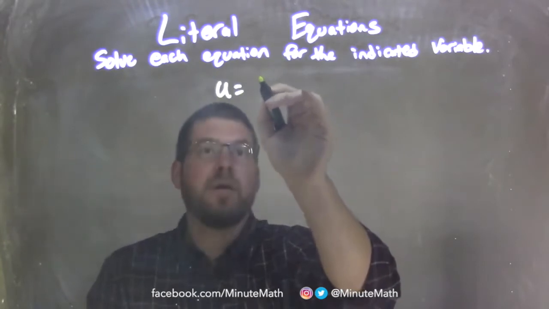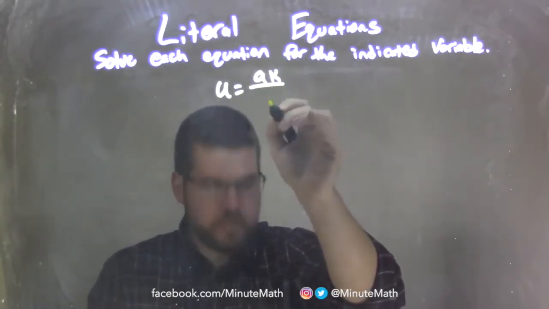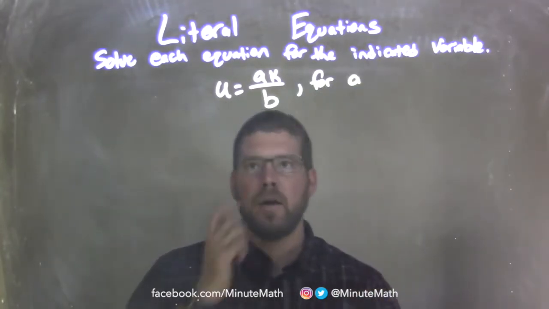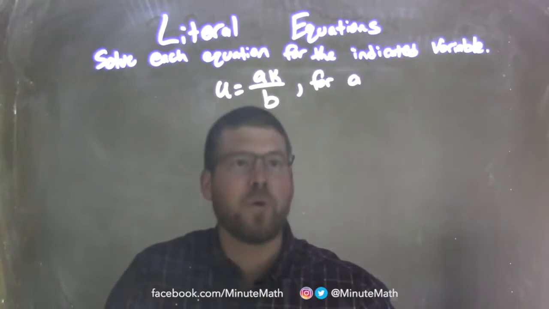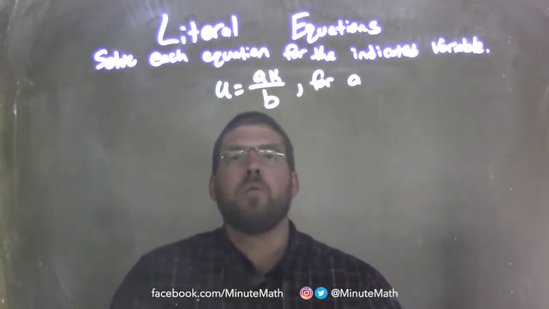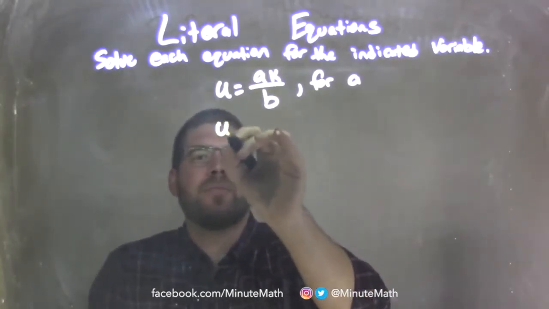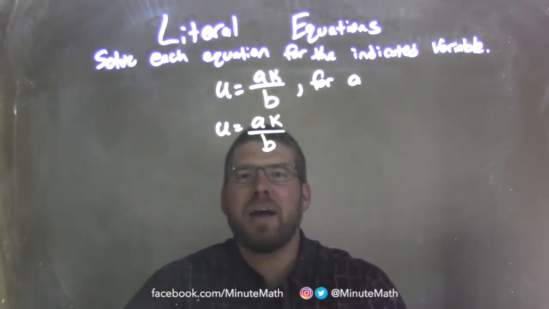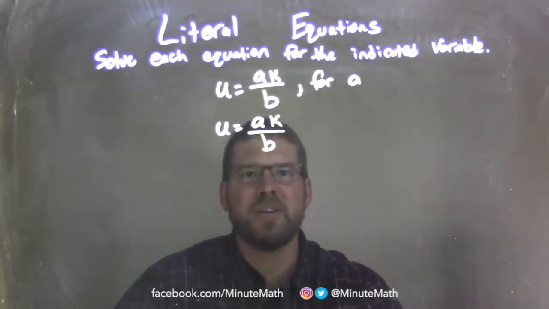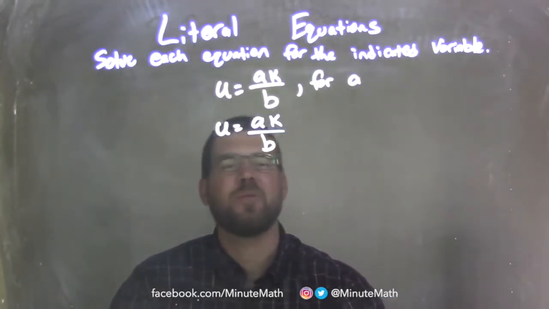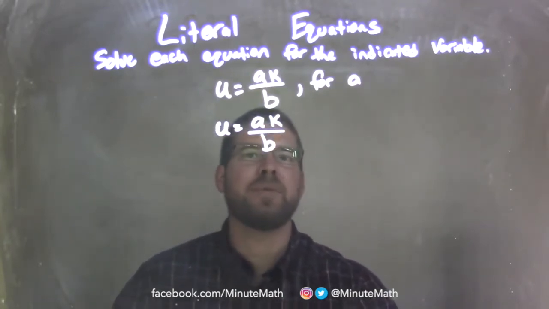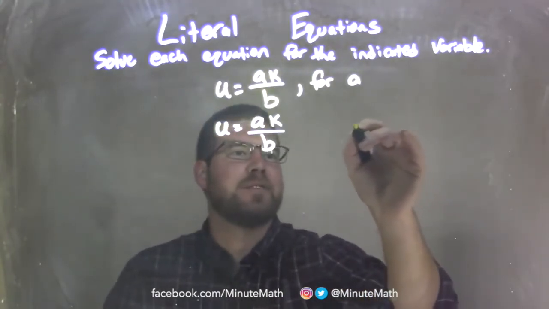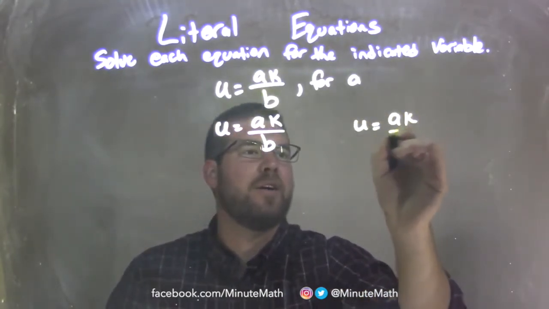U equals AK over B, and we're solving that for A. Okay? So we have U equals AK over B, and we're solving that for A. Well, I'm going to rewrite my equation. U equals AK over B. And here's my tip: there are two ways to do it, and we'll solve it both ways here. So I'm going to rewrite it a second time here so we can see our two methods. U equals AK over B.